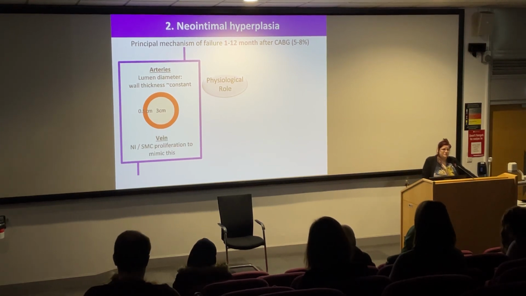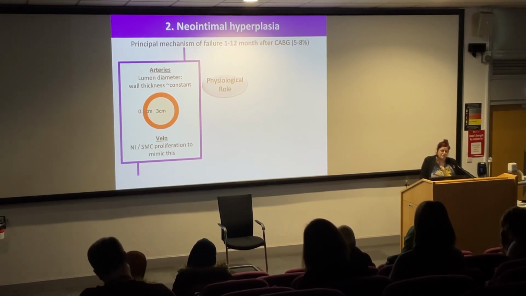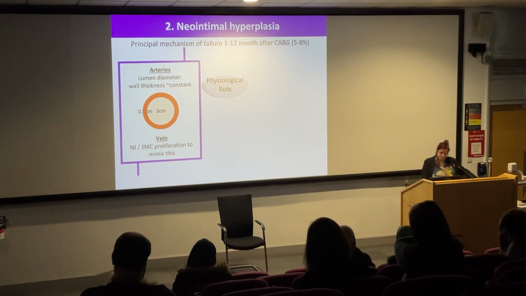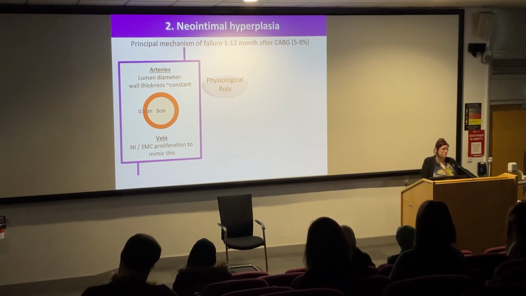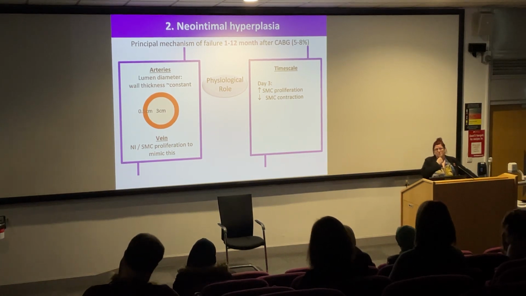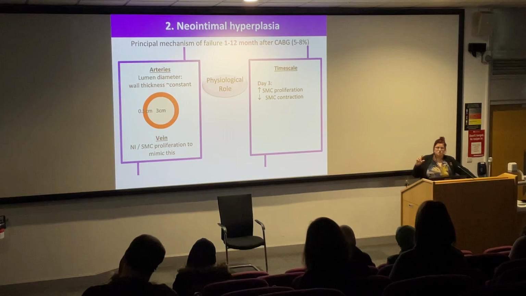Your vein doesn't have this feature, and so your vein, what it does is it uses neo-intimal hyperplasia and smooth muscle cell proliferation to try and mimic that wall thickness. So it's trying to basically become more like an artery so it can do its job properly. And the time scale for this is that 3 days after surgery, you should have an increase in smooth muscle cell proliferation with that reduction in contraction.